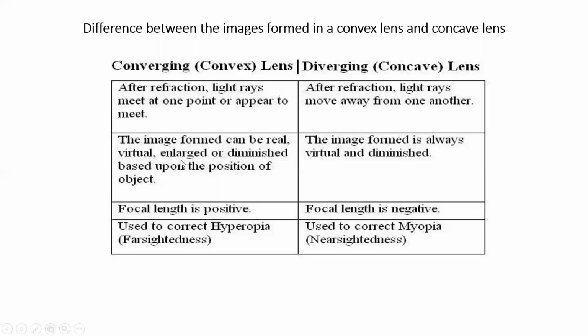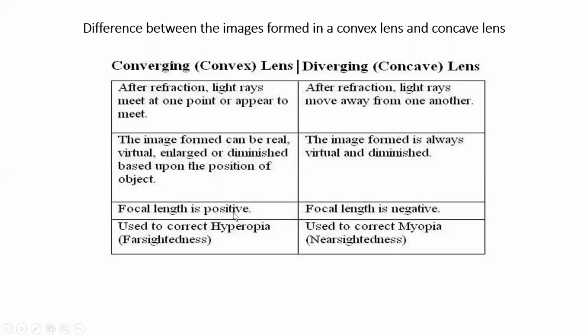The image formed can be real, virtual, enlarged, or diminished based upon the position of the object. Convex lens में हम लोगों ने देखा कि इमेज रियल भी बनता है और वर्चुअल भी बनता है, दोनों. डिमिनिश्ड भी बनता है और इनलार्ज्ड भी बनता है, ठीक है. बट इन केस ऑफ कनकेव लेंस द इमेज इज ऑलवेज वर्चुअल एंड इरेक्ट एंड इट इज डिमिनिश्ड. ये रियल कभी नहीं बनाएगा.